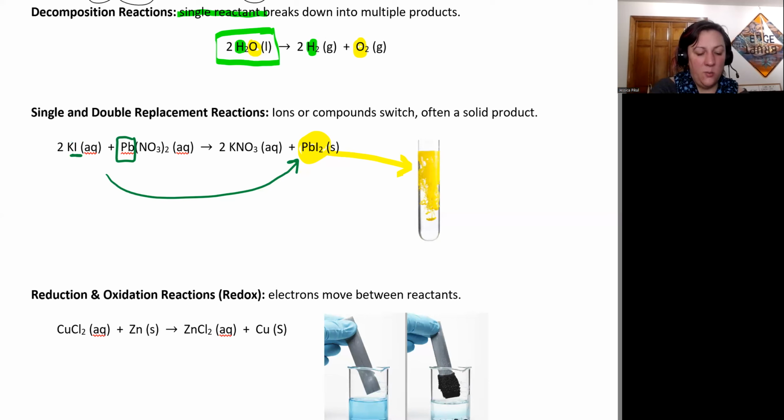We're swapping the cation and anion of our two compounds. We're combining. So you could just take the cation of one and the anion of the other and ask yourself, is this going to be insoluble or not? And then the anion and the cation that remain, are these soluble or not?